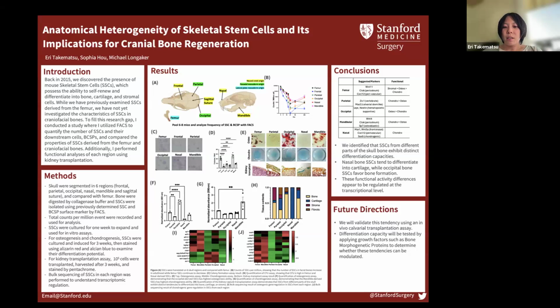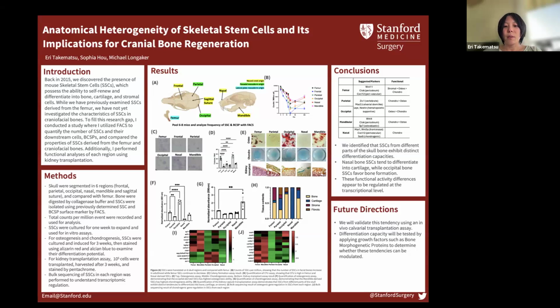And the kidney capsule transplantation assay further validated this functional capacity difference. For example, you can see the blue staining in the nasal-derived skeletal stem cells, which is cartilage formation. And then in the occipital bone, you find bone formation, which is orange staining. And in F, G, and H, the quantification results of E.